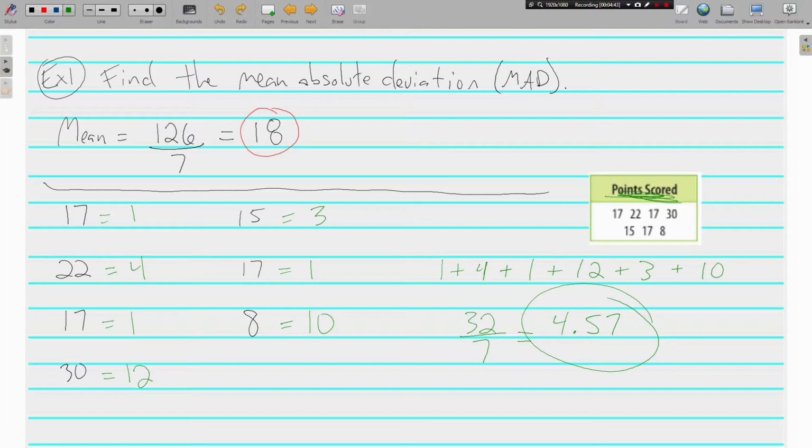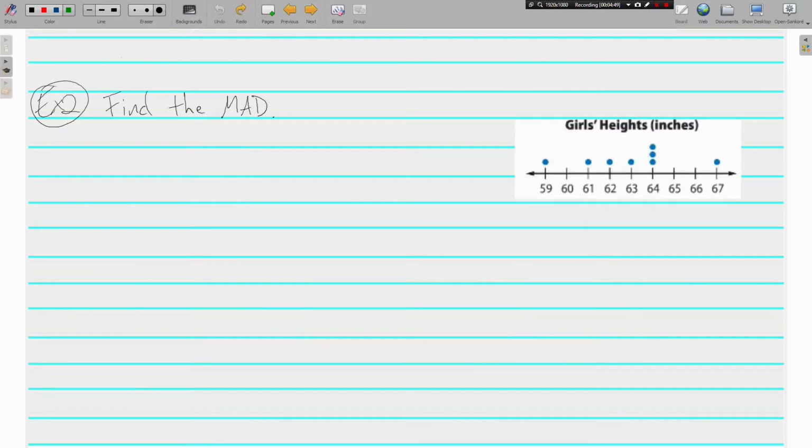Okay? Let's do another. You can feel free to pause, rewind, rewatch, no big deal. Find the MAD, mean absolute deviation. We have a little different format for our data here. We've got a dot plot. You've probably seen these before. This shows girls' heights in inches. There's one girl that's 59 inches tall, one that's 61, one that's 62, one that's 63. 3 girls are 64 inches tall, and then there's one girl that's 67 inches tall.